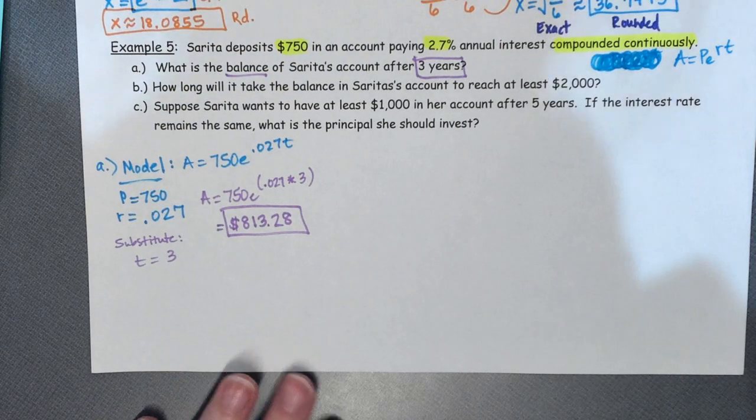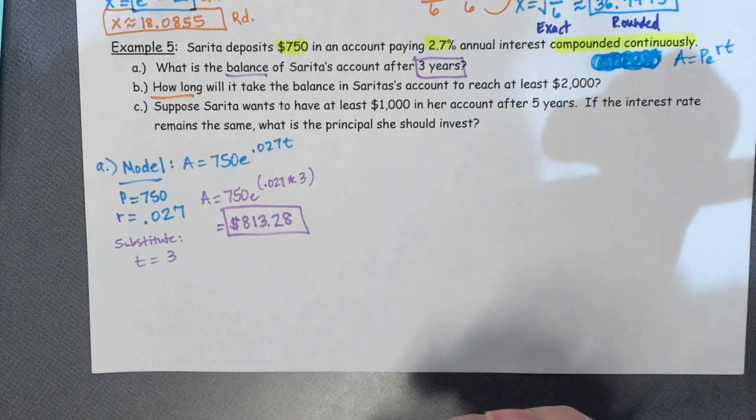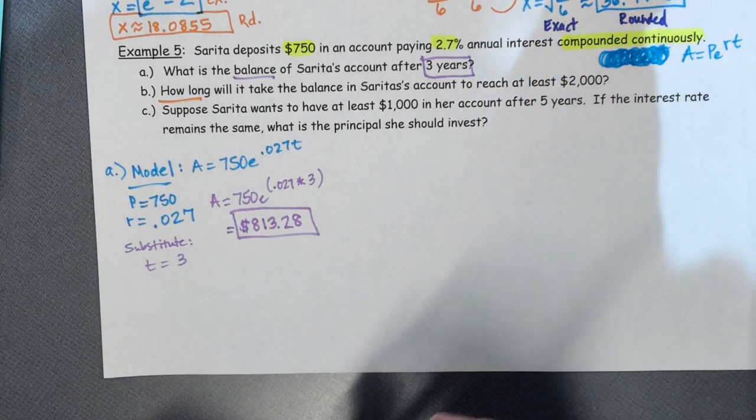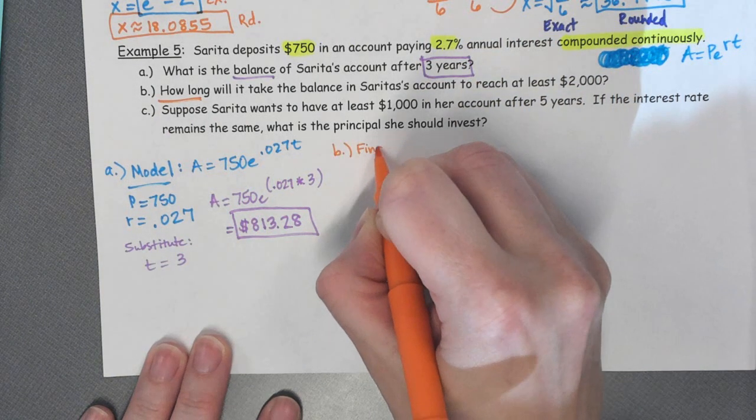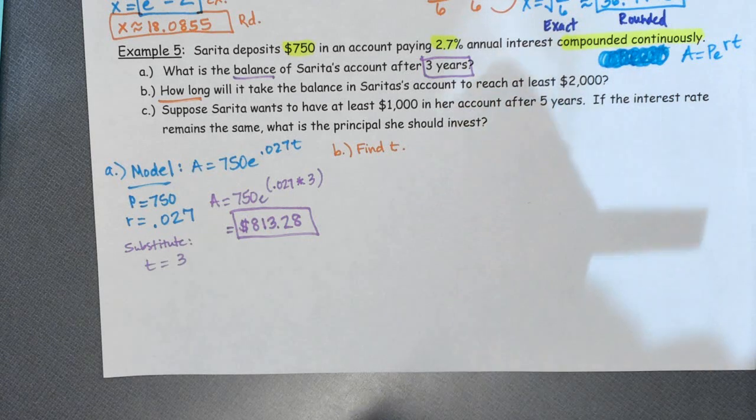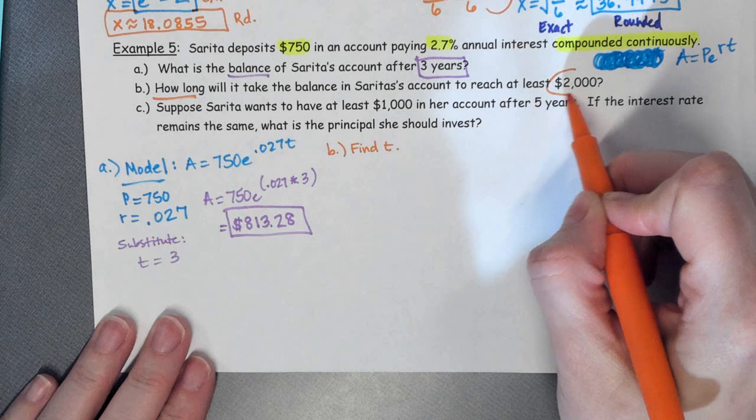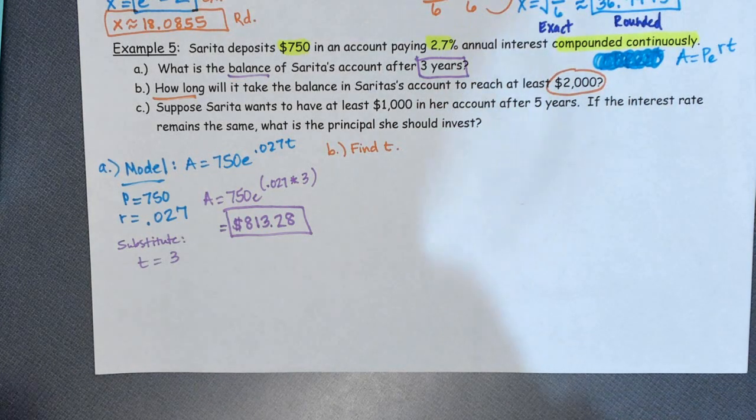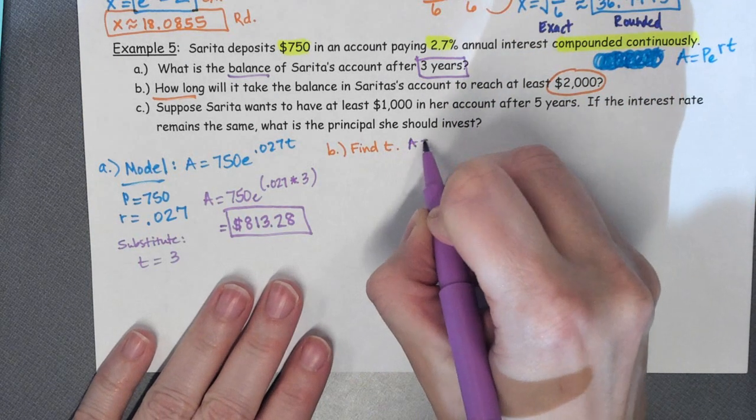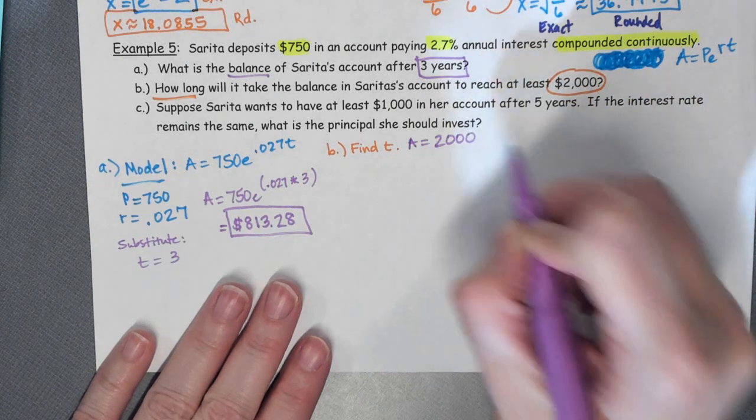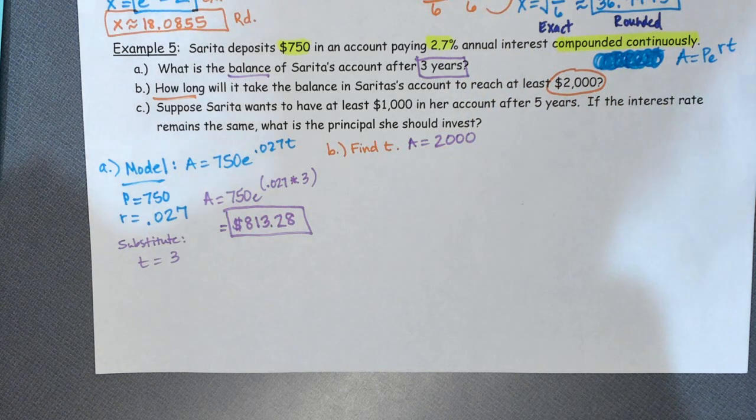Now for B, it starts off by asking how long. If it's asking you how long it's going to take the balance to reach an amount, what are you trying to find for B? Yep, so you want to find t, and then they give you how long until it reaches 2,000. So where am I going to plug in the 2,000? Yep, good. So A is your balance. So this is where you have to solve with logs.